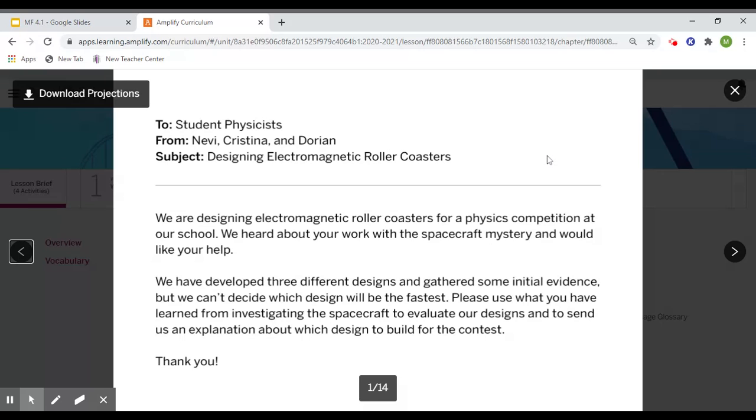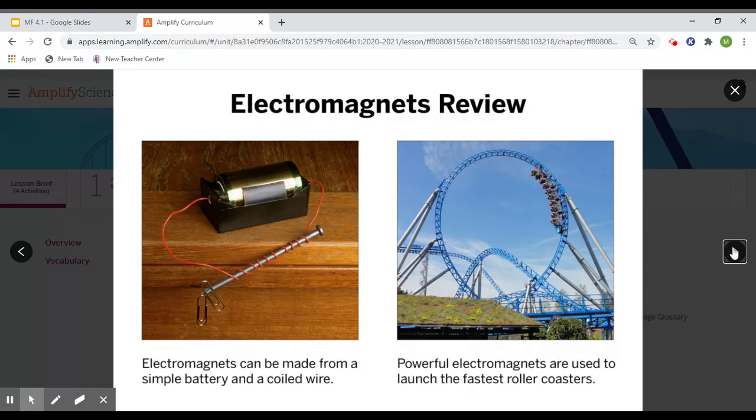So this is a letter from some students that made roller coaster designs, and they said, we are designing electromagnet roller coasters for a physics competition at our school. We heard about your work with the spacecraft mystery and would like your help. We have developed 3 different designs and gathered some initial evidence, but we can't decide which design will be fastest. Please use what you have learned from investigating the spacecraft to evaluate our designs and to send us an explanation about which design to build for the contest. Thank you.